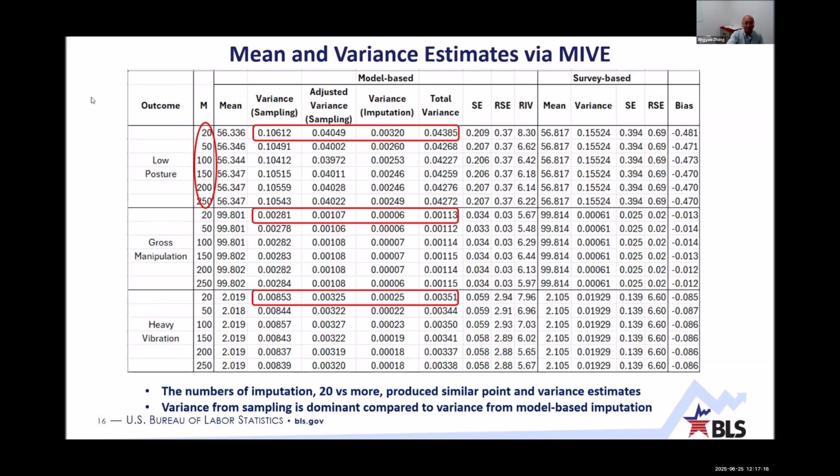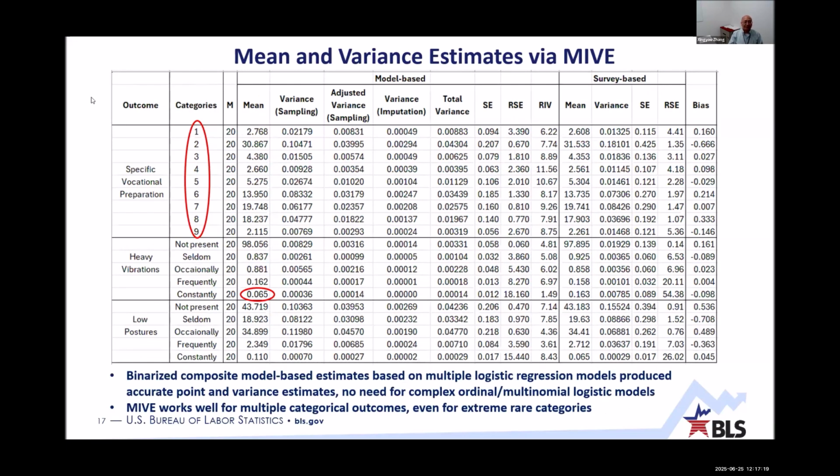From model-based imputation or prediction. As we mentioned, the challenge is that the job requirements go to multiple categories. So SVP, for example, is a 9-category variable. As you can see at the US level, the bias is very limited, and the model-based estimates are definitely relatively smaller and more reliable than the derived ones, but both are quite consistent. And for extremely low categories, we are still able to produce equivalent estimates.